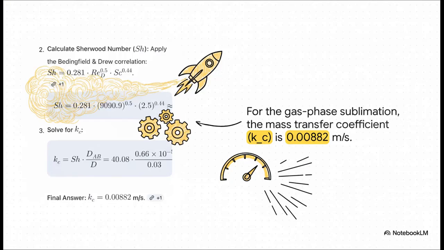Okay, let's see it work. For that gas problem, we take our Reynolds number, plug it in, find the Sherwood number, and do the final step. And bam, there it is. The mass transfer coefficient is 0.00882 meters per second. That's our speed.